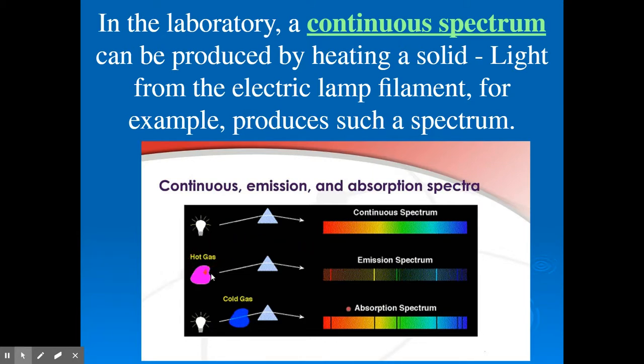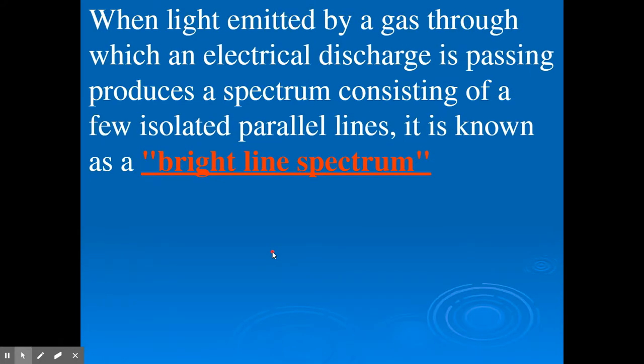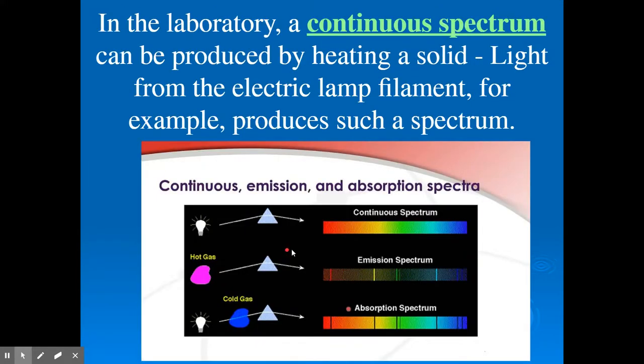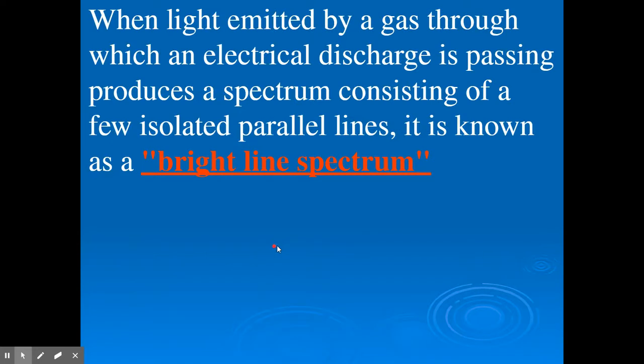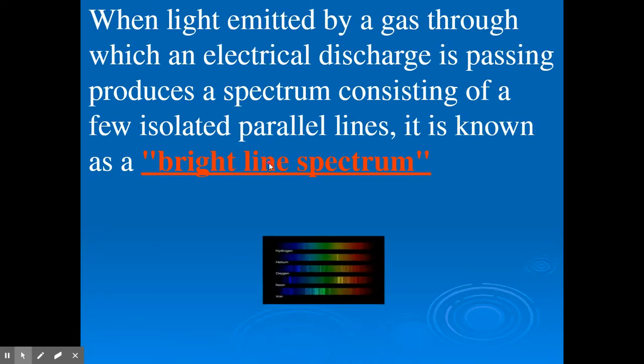If we heat up a gas, you're going to get an emission spectrum, and that's kind of what we do in lab with spectroscopy. If you use a cold gas, if you cool it down, it's going to produce an absorption spectrum, but we don't really differentiate between the two. We're just going to call them bright line spectrums. So the difference between the continuous spectrum and the bright line spectrum is that a solid material is being heated for the continuous one, and the bright line spectrums are from a gas being heated or excited.